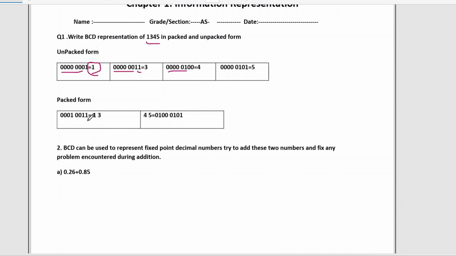Then the next number is 0.85, so I'm going to write the 0 value over here using 4 bits. And for 8 I can write 1000, and for 5 I can write 0101. Then next, I have to add these using BCD. So in BCD, first I have converted each value into its binary equivalent, right? And then I'm going to add them.